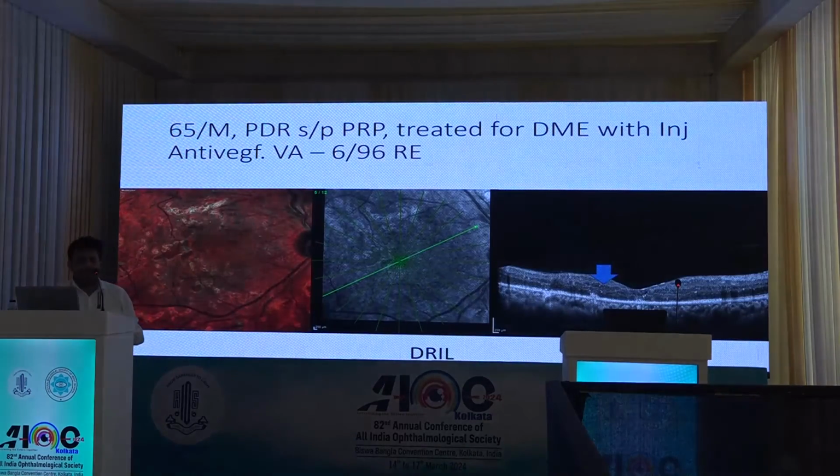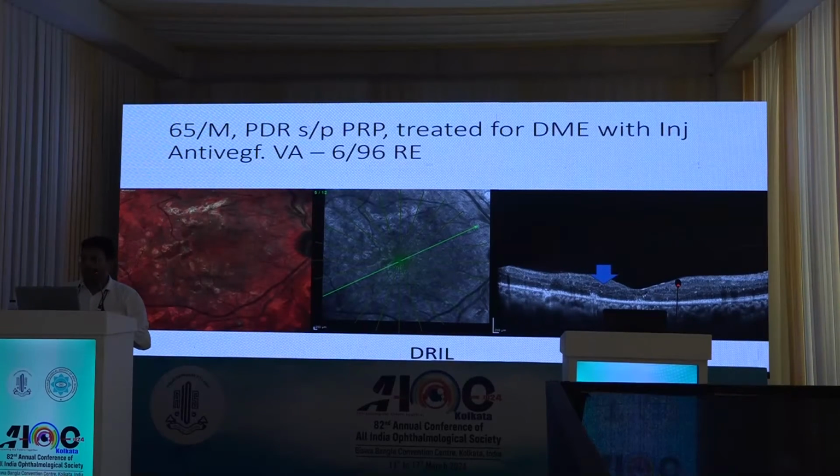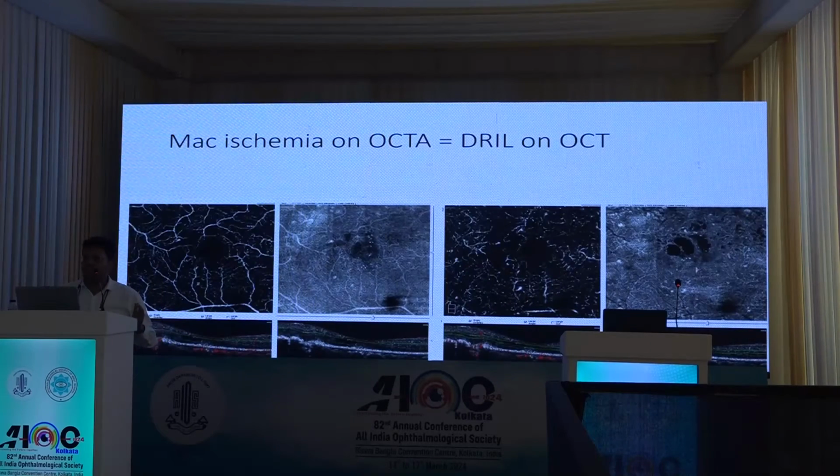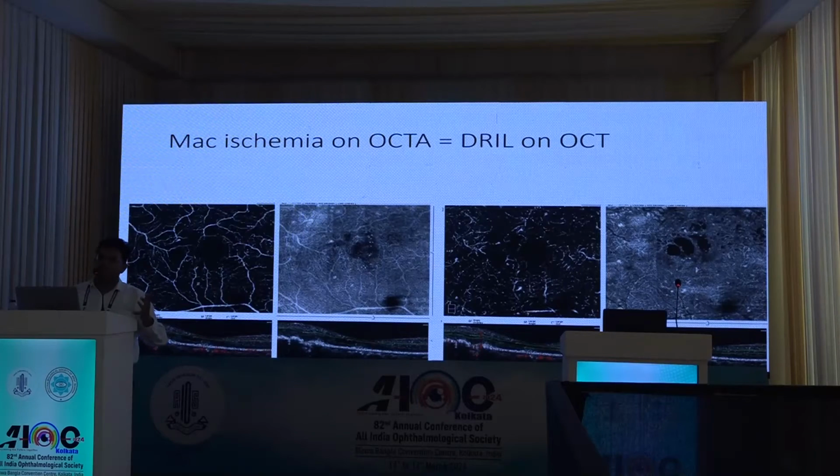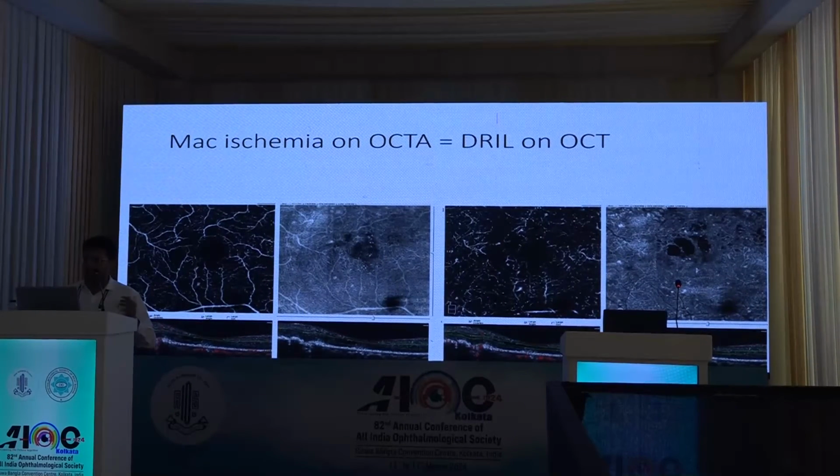Let me show you another case, a 65-year-old patient diagnosed with proliferative diabetic retinopathy and treated for diabetic macular edema with anti-VEGF injection. Now you can see here on the OCT B-scan that the macular edema is resolved, but the visual acuity hasn't improved much at all. And when you do the OCT angiography in this patient, you will see a lot of areas of capillary dropouts in the superficial and the deep capillary slabs, which is clearly suggestive that there is extensive macular ischemia, and that is the reason why the visual acuity of this patient has not improved despite having a dry macula.